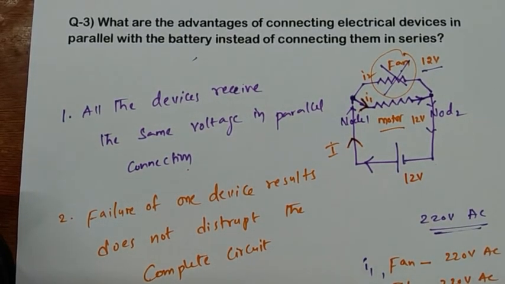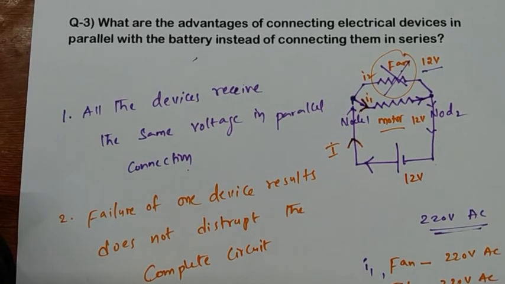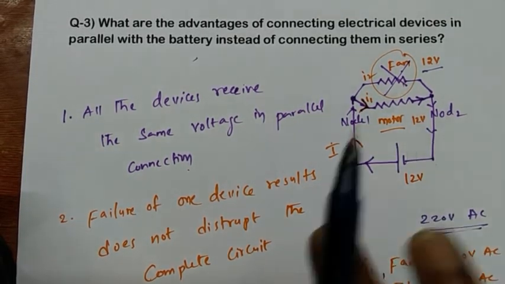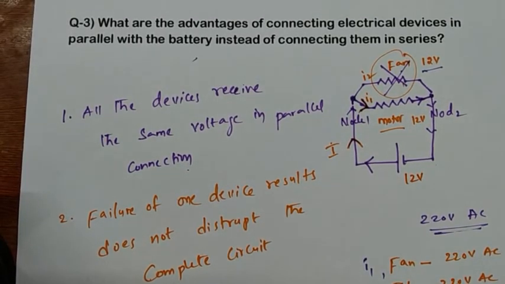Like in our real life examples, in your home you have a fan, tube light, everything. For example, the tube light is not working, but the fan is rotating, right? That is the condition here. So in parallel, these are the advantages. Okay, thank you.